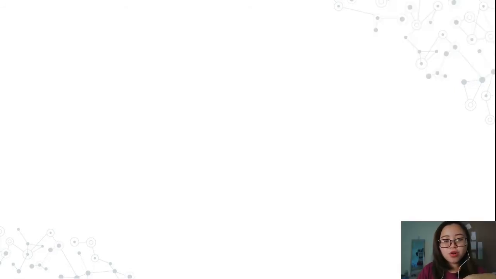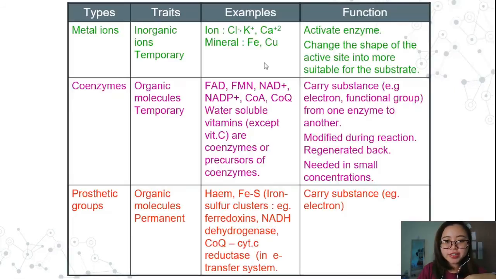Now, let's learn more about each of these cofactors. This is a table summarizing the three types of cofactors along with their traits, some examples, and also their functions. Let's have a look at the first row of the table.